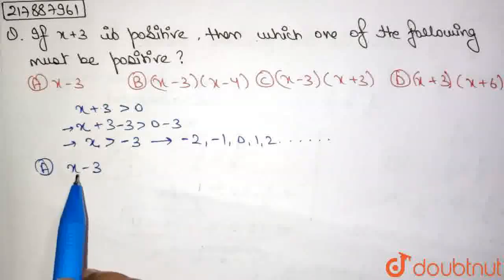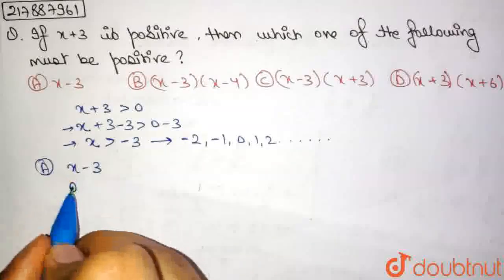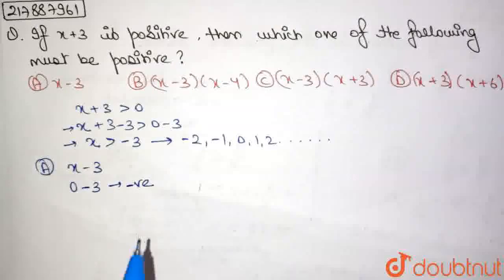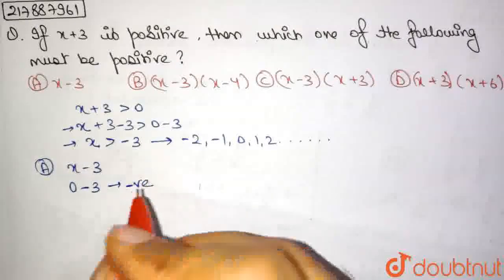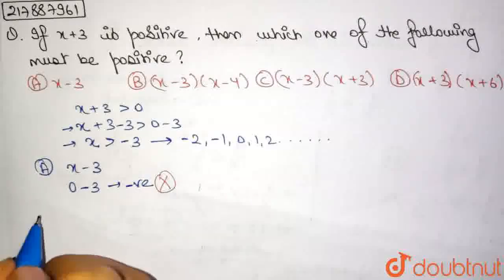But if I take x as the value, say 0, so 0 minus 3 yields negative. And it fails our condition that it must be positive. So we say that no, option A is not our answer.